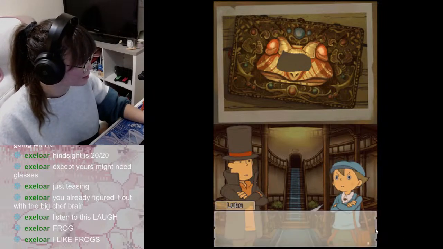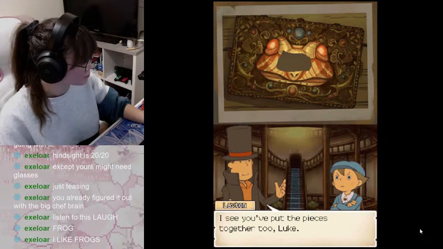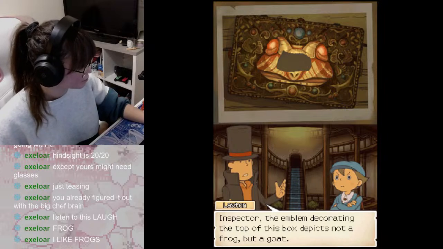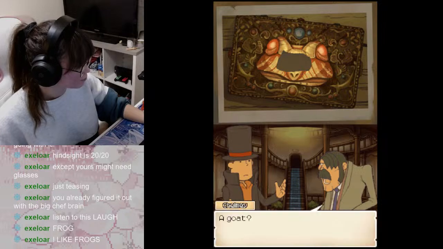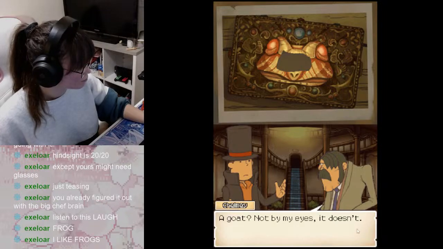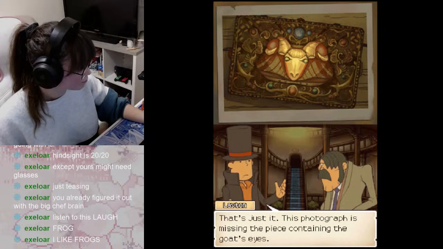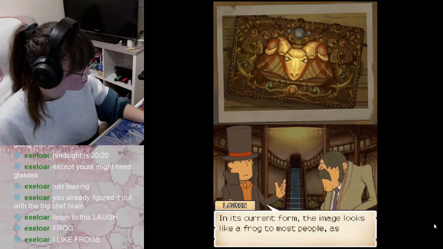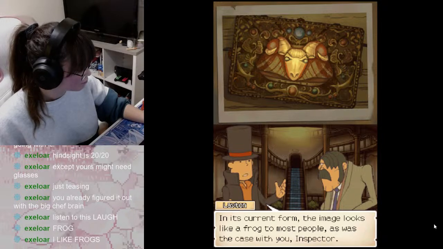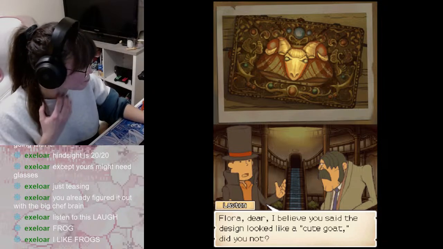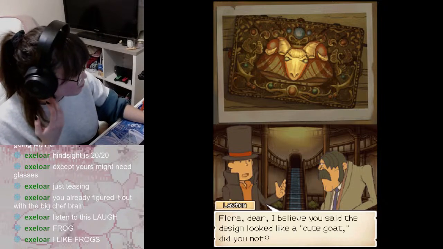Aha! I see you've put the pieces together too, Luke. Inspector, the emblem decorating the top of this box depicts not a frog, but a goat. A goat? Not by my eyes, it doesn't. That's just it. This photograph is missing the piece containing the goat's eyes. In its current form, the image looks like a frog to most people, as was the case with you, Inspector. Flora, dear, I believe you said the design looked like a cute goat, did you not?